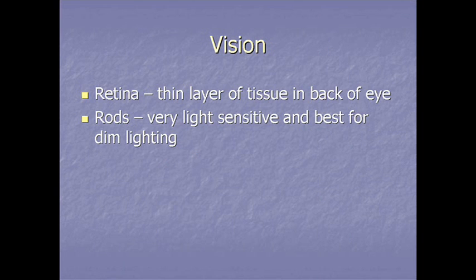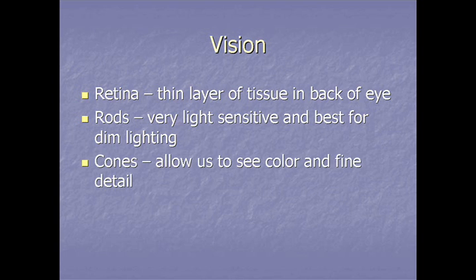You have 120 million rods in each retina. They are extremely light sensitive and they're best for viewing in dim lighting situations. You have 6 million cones in each retina, and these enable us to see color and fine detail.